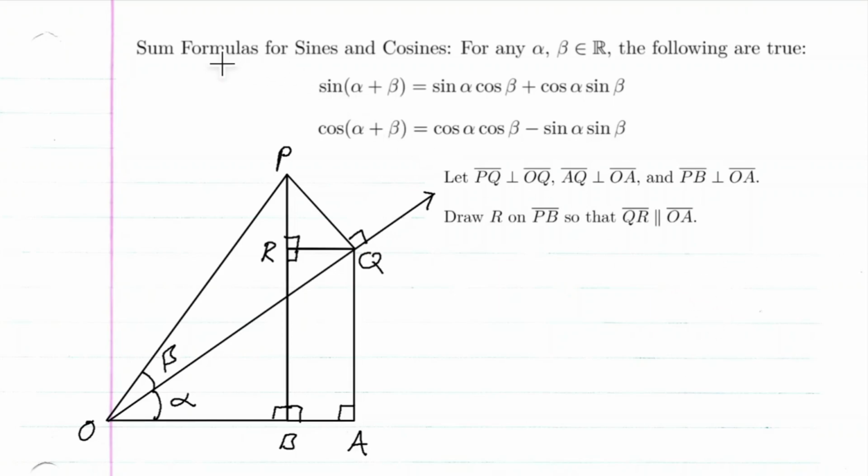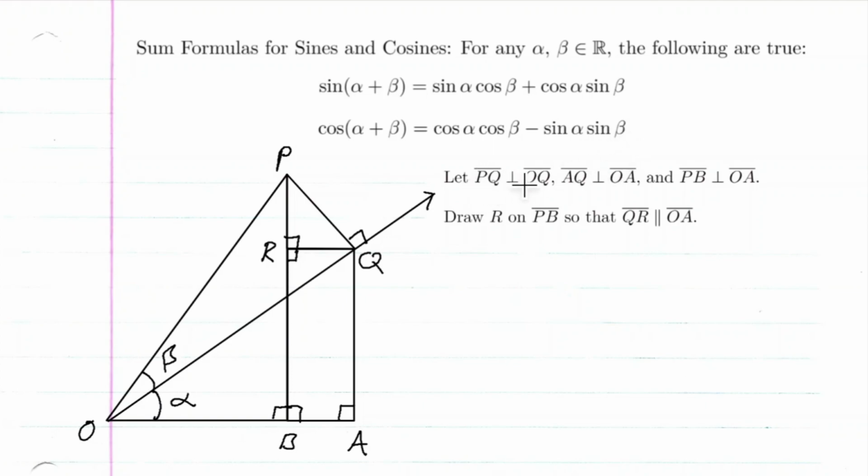Okay, so I'm going to prove the sum formulas for sines and cosines. For any alpha and beta in R, the following are true. Sine of alpha plus beta is equal to sine alpha cosine beta plus cosine alpha sine beta, and cosine of alpha plus beta is equal to cosine alpha cosine beta minus sine alpha sine beta.